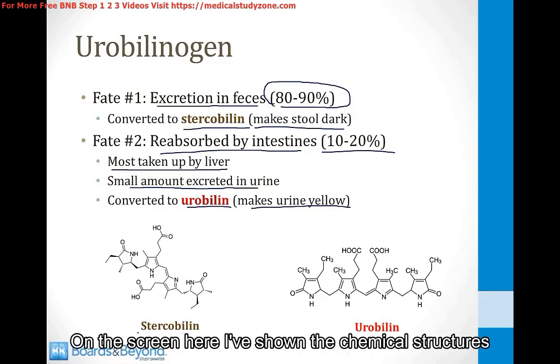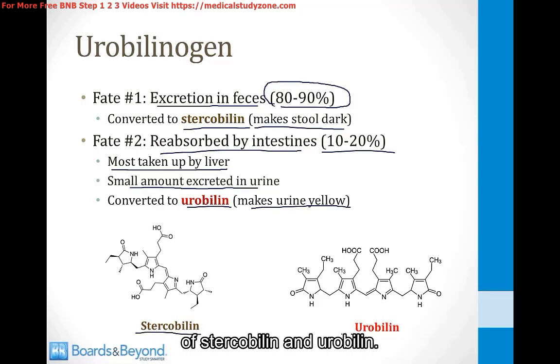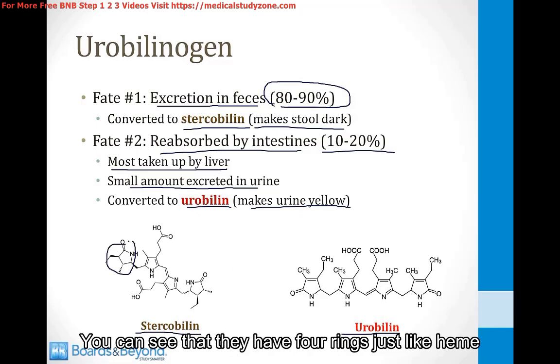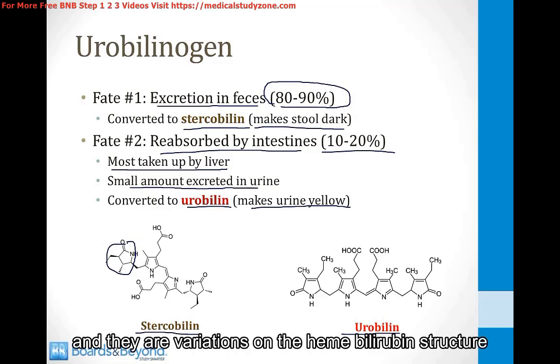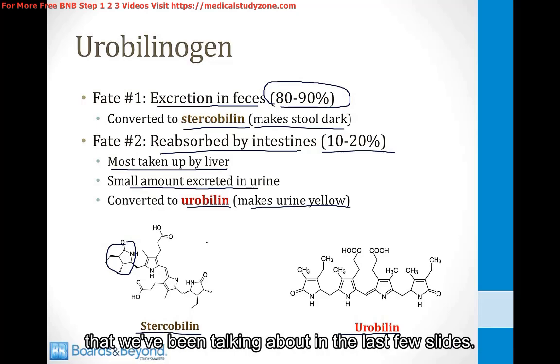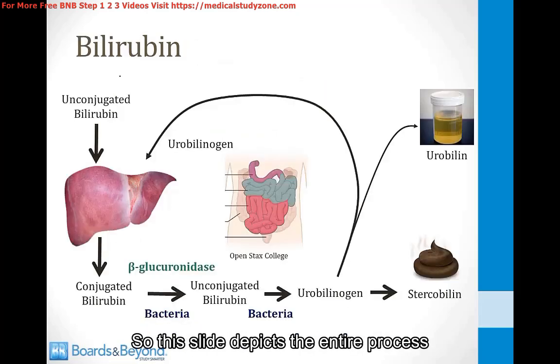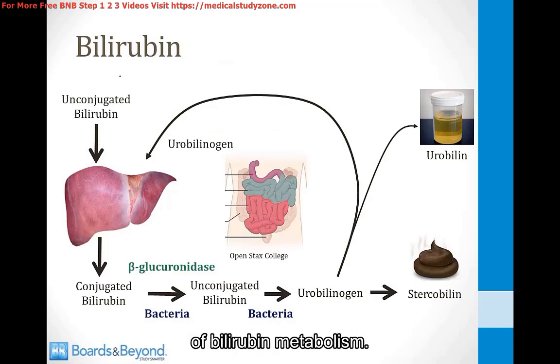On the screen here, I've shown the chemical structures of stercobilin and urobilin, and you can see that they have 4 rings just like heme, and they are variations on the heme bilirubin structure that we've been talking about in the last few slides. So this slide depicts the entire process of bilirubin metabolism.